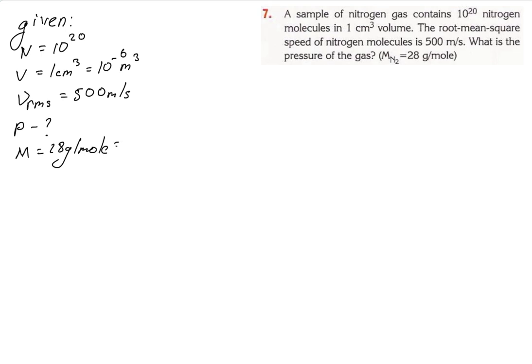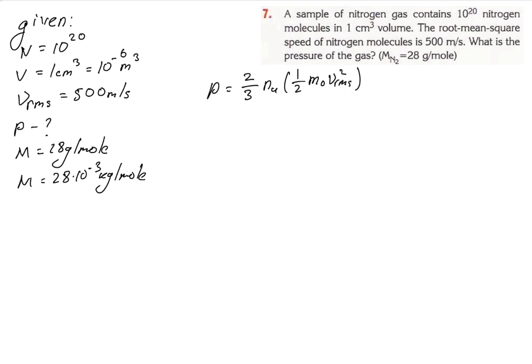Or, I will write it here too: 28 times 10 to the power of negative 3 kilograms per mole. And we have to find the pressure. So pressure is equal to 2 over 3 multiplied by the concentration and kinetic energy, which is 1 over 2 times m0 v RMS squared. Just have to use this formula.